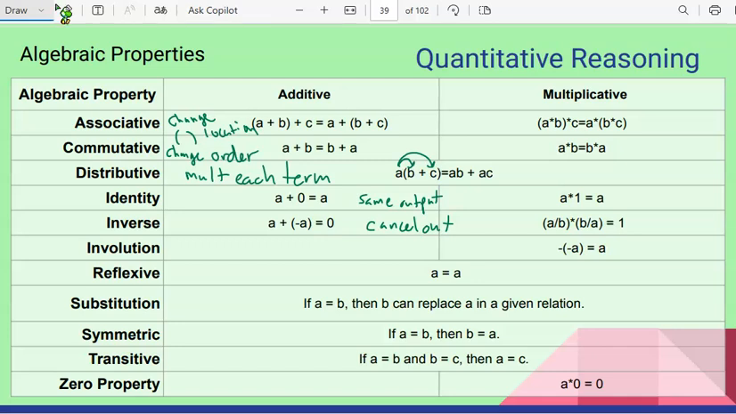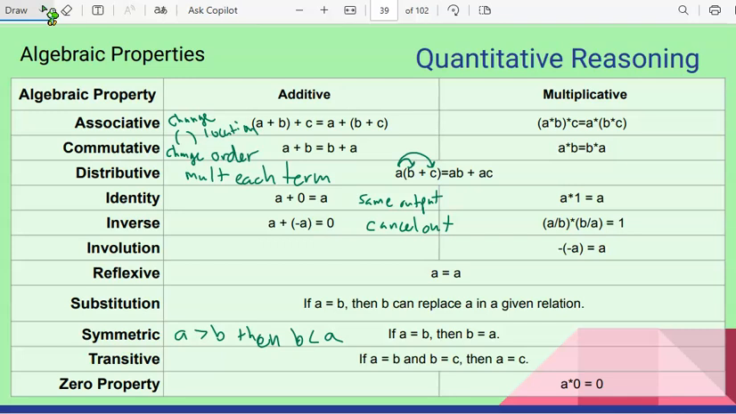Substitution, if a is given as equal to b, then that means that b can replace a. You can use that for solving systems or evaluating. Symmetric, if a equals b, then b equals a. You just swap the two sides of the equation. Now for symmetric, if a is greater than b, then b is less than a. Notice when you have a symmetric inequality, you also have to switch the sign of the inequality symbol.